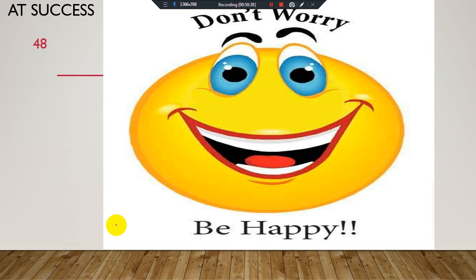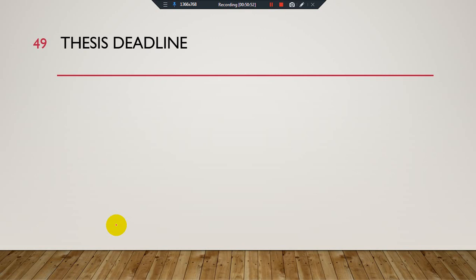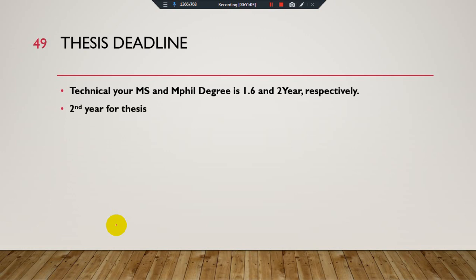So don't worry, thesis is not a hurdle for your degree. You have to complete your thesis with the help of your supervisor. Here I am highlighting some of the deadlines for the thesis. Technically your MS and MPhil degrees are 1.6 and 2 years respectively. Your second year is for your thesis, and your third year for your thesis.